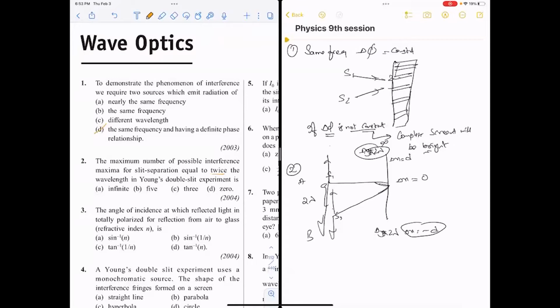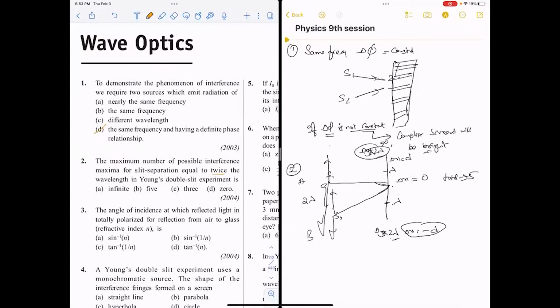So totally, how many will be there? Here 2 lambda at infinity, here it is 0, so somewhere here lambda. Again 2 lambda at infinity, somewhere here lambda. How many maximas will be there? Central maxima, first maxima, second maxima. So total is 5.